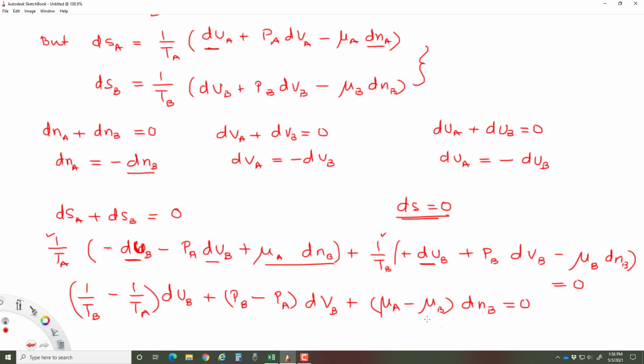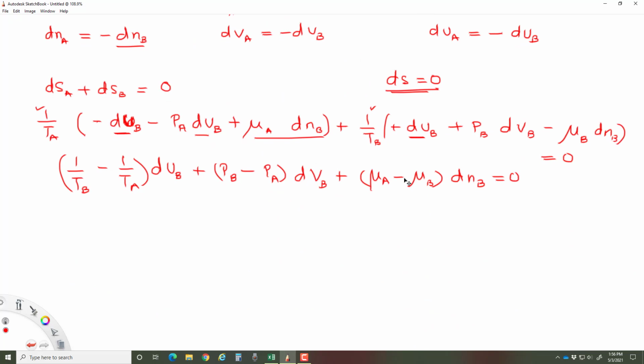So these variables U, V and N are all independent. That means these must be independently equal to 0. So that means 1 over TB minus 1 over TA must be equal to 0. That implies that TB is equal to TA, which means that once they are in equilibrium, they would have the same temperature, so they would be in thermal equilibrium.